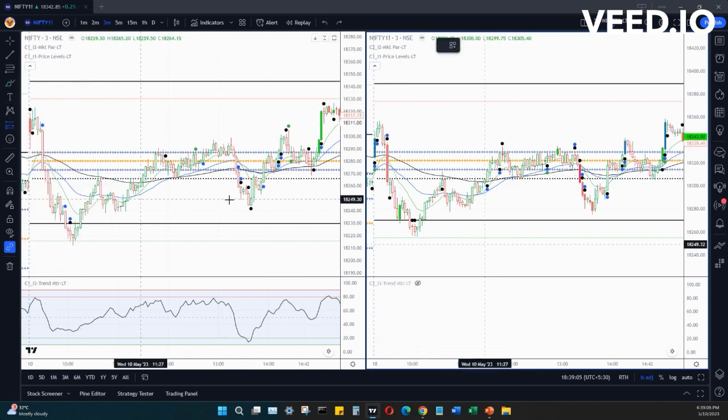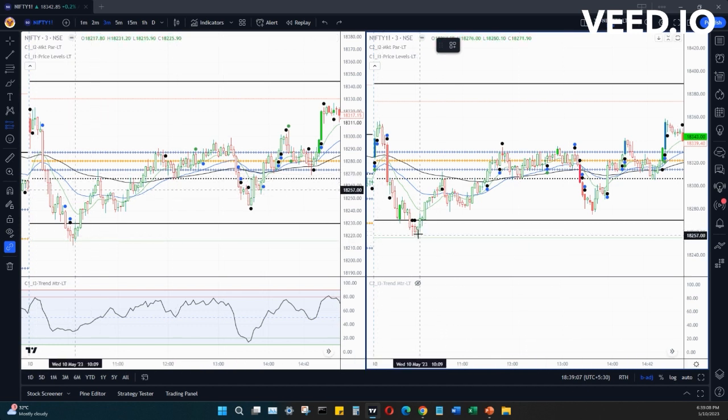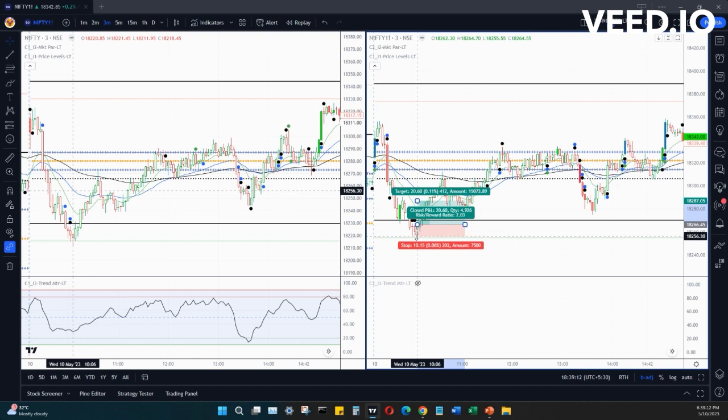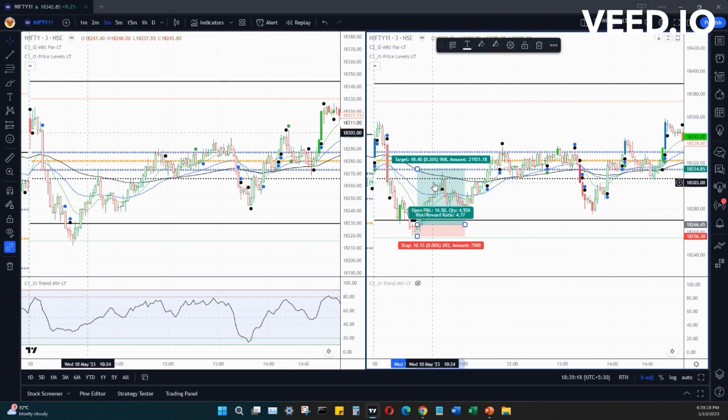It's a long position that we've taken. This exactly is where we entered. This is going to be your stop loss, and this is going to be your profit. So it's roughly 1 is to 5. As you can see, 10 points is the stop, 50 points is the target. It's a wonderful trade altogether.